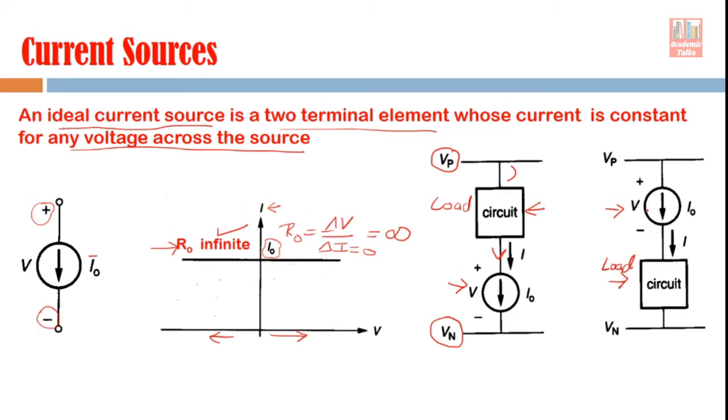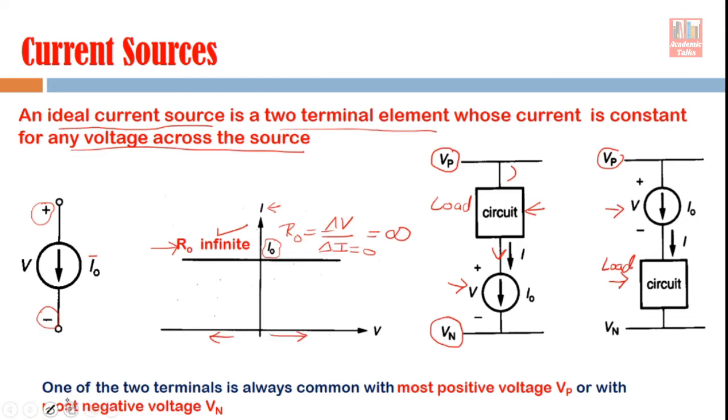Now, if you look at the source, one terminal of the source is connected to the most positive. In the first figure, one terminal of the source was connected to the most negative. So, these are two different kinds of configurations through which we connect a current source in a circuit.